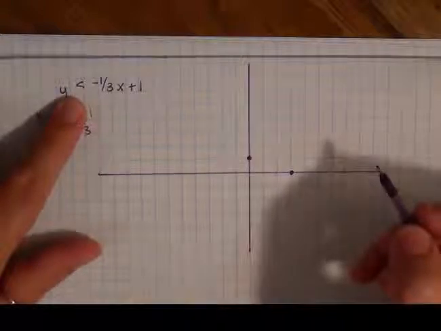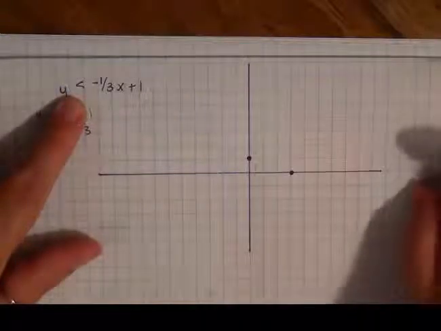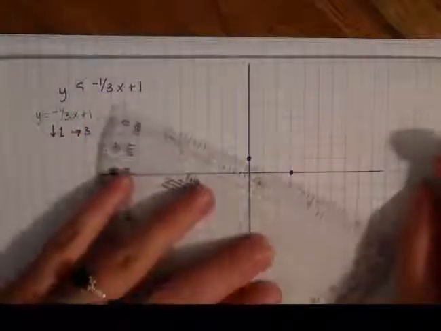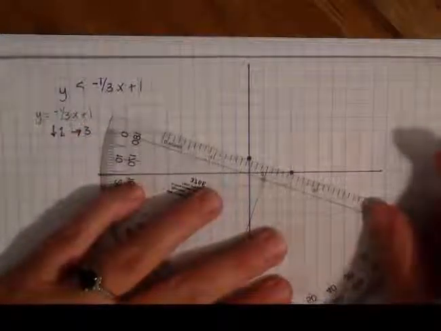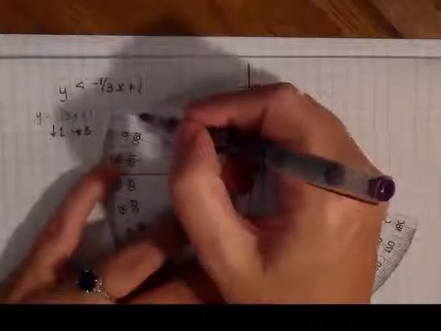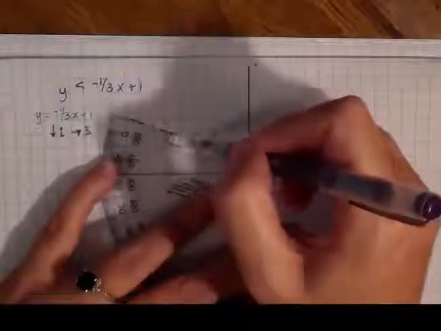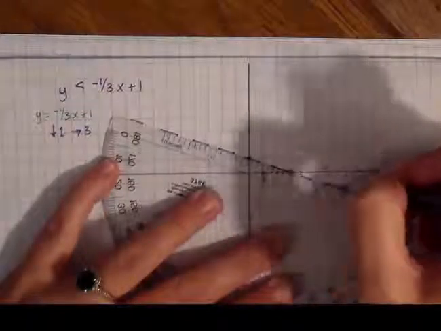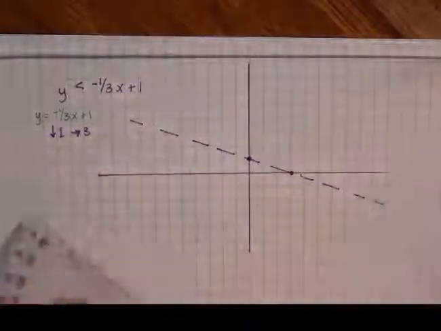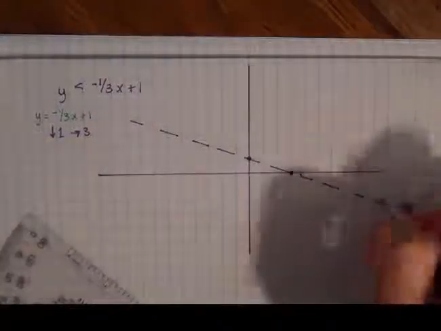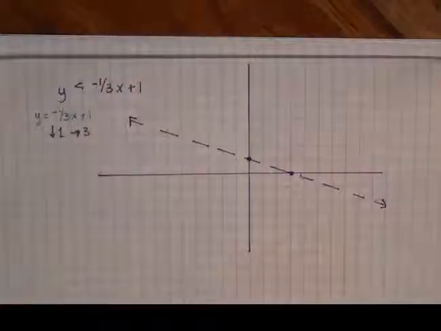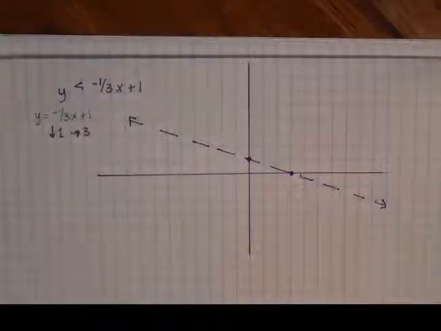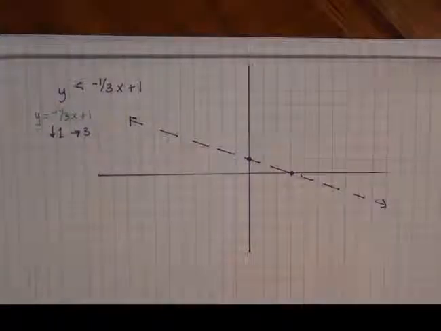Now this time I have a less than, and since I have a less than, what I need to do is graph a dotted line or dashed line. So instead of just drawing a straight line across, I'll dash my line as I go, like that. That indicates that it's a less than or greater than with no equal to. Then I'll pick a point.